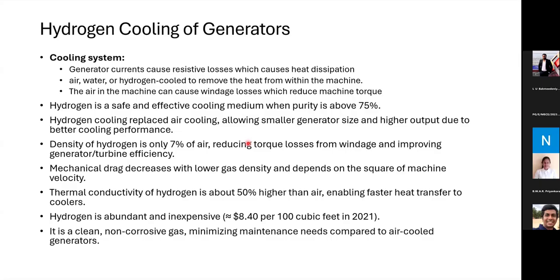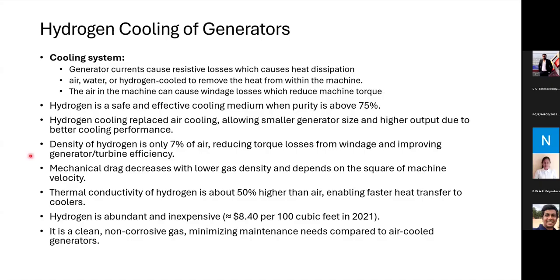And hydrogen cooling of generators is one of the most popular means of cooling generators. So we have hydrogen cooling at Lakvijaya. There are participants from Lakvijaya Nodochole Power Station, so they can maybe explain more on that regarding the hydrogen cooling.